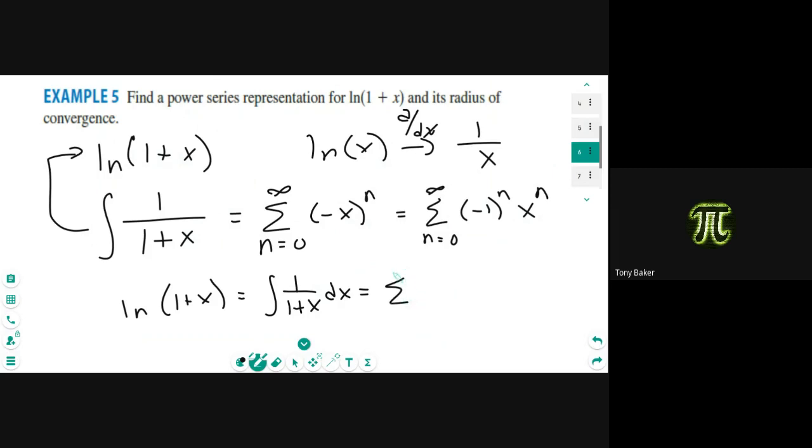Do we ever do plus c? Yes. You can. We're not going to worry about the plus c yet. We're going to find the c in a second. That's why I didn't worry about that in that piece. So I can now do the integral of negative 1 to the n, x to the n dx.